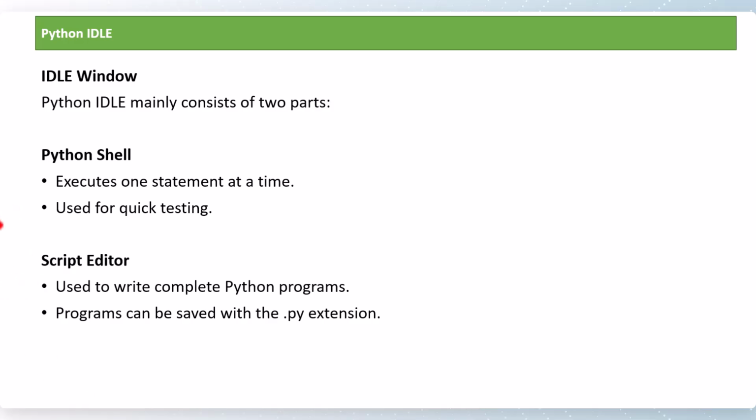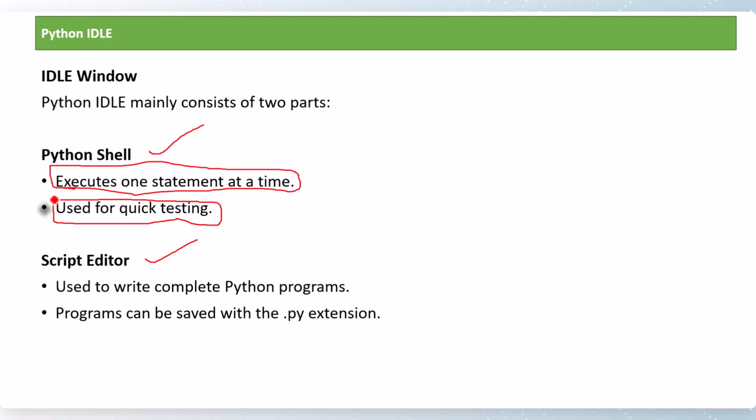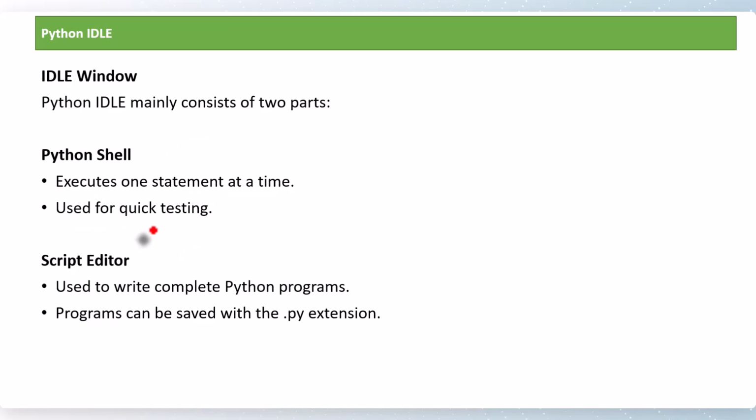Coming to the IDLE window, Python IDLE mainly consists of two parts. One is the Python shell, and the other is the script editor. The Python shell executes only one statement at a time. When you want to test a single line, this Python shell can be very useful. So the Python shell executes one statement at a time and it is used for quick testing.